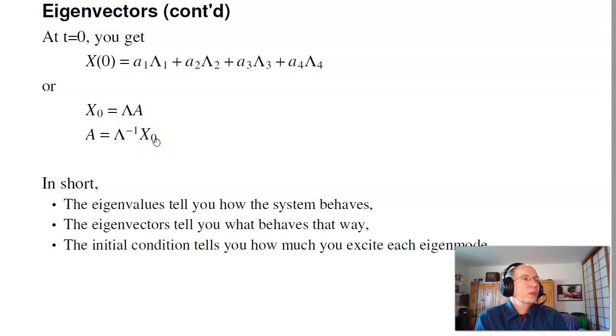So the eigenvalues again tell you how the system behaves, the eigenvectors tell you what behaves that way, and the initial condition tells you which eigenvectors are excited and how much of each eigenvector is involved in the initial condition.